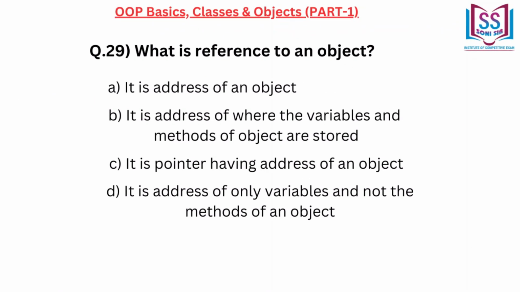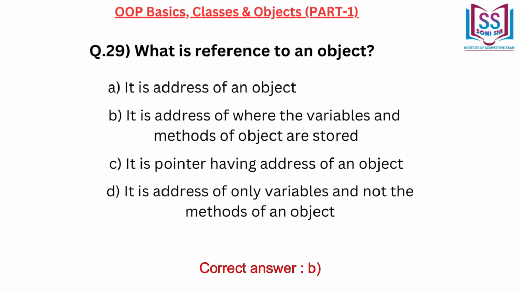What is reference to an object? A. It is address of an object. B. It is address of where the variables and methods of object are stored. C. It is pointer having address of an object. D. It is address of only variables and not the methods of an object.